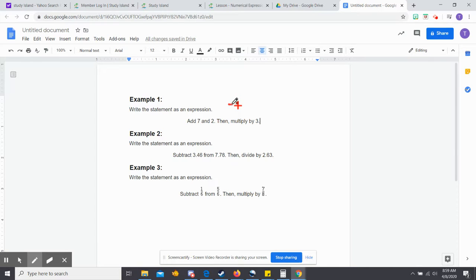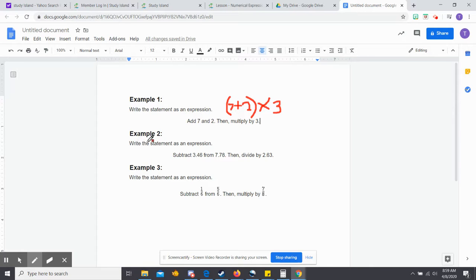What 2 numbers am I adding? I'm adding 7, and I'm adding 2. Then multiply by 3. Now, some of you might want to just go, okay, and then do your multiplication times 3. But in this case, we have to add these 2 numbers first. And because when I'm using PEMDAS, I know that multiplication comes before addition, I need to first put these numbers in parentheses. And then I have my expression. Notice I am not solving.